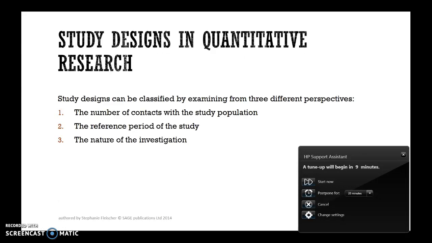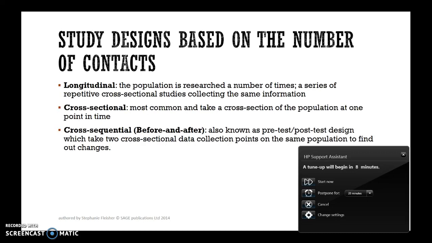Study design in quantitative research can basically be categorized into three different areas, if we use different factors to categorize it. One is the number of contacts with the study population. People classify it in different ways, but this is just by the number of contacts, the reference period, the time of the study, and the nature of the investigation. But they overlap as well, as you will see when you see the structure.